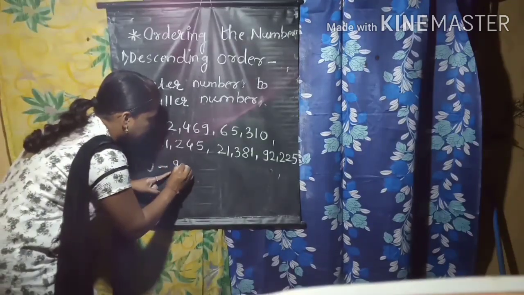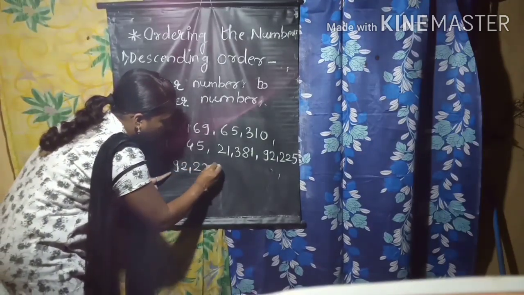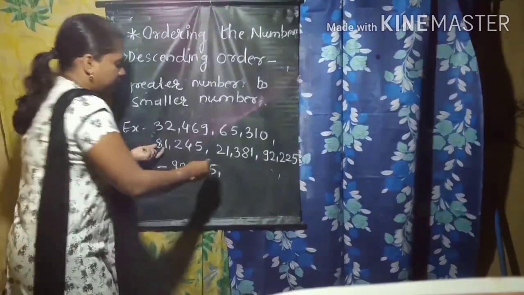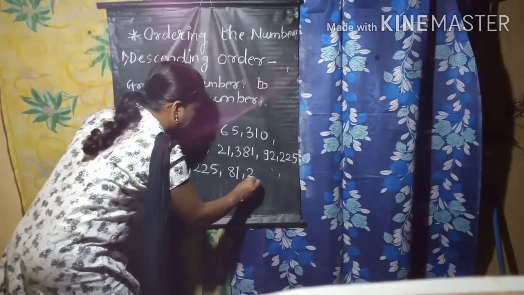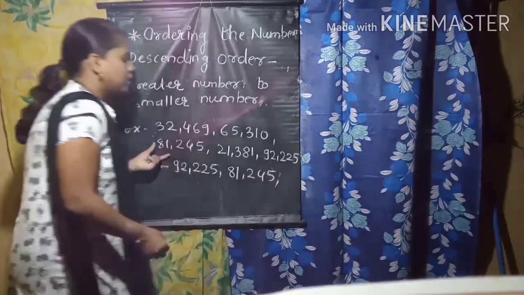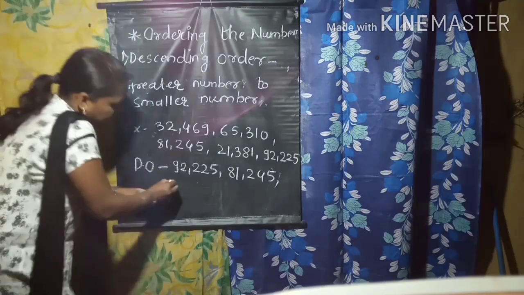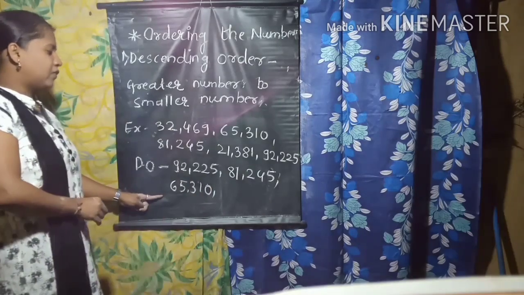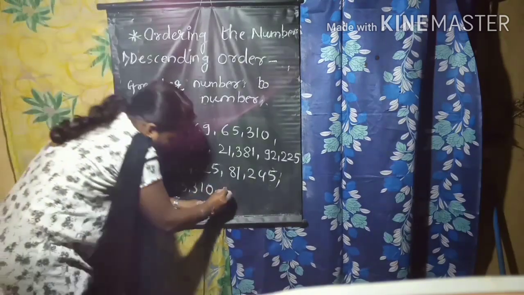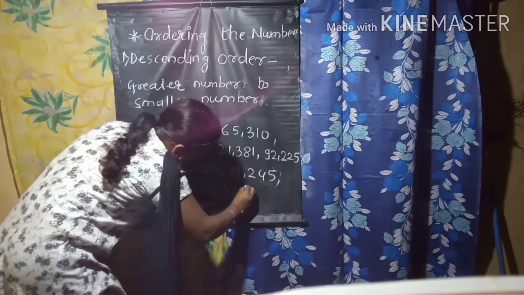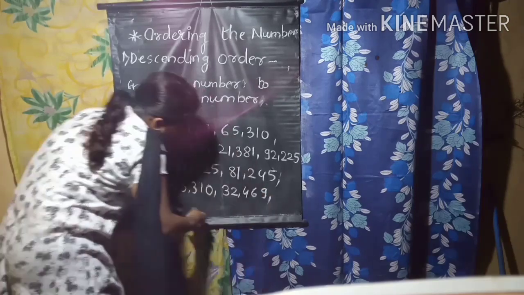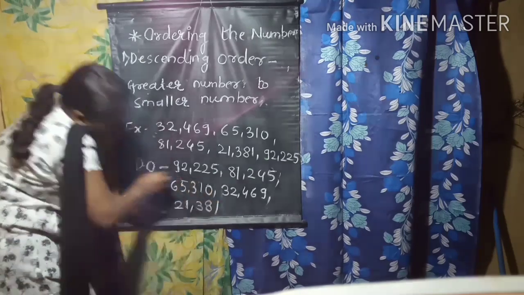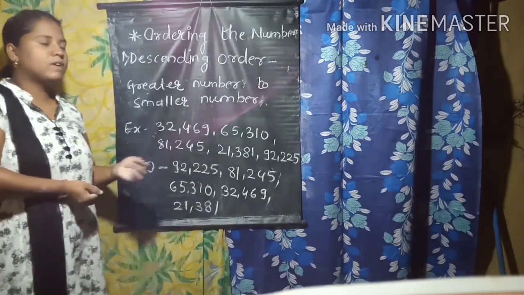So let us write 92,225 first, because it is the greatest number. Then after that 81,245. Then the next smaller number is 65,310. After that 32,469 and lastly 21,381. This is the descending order of the given numbers.